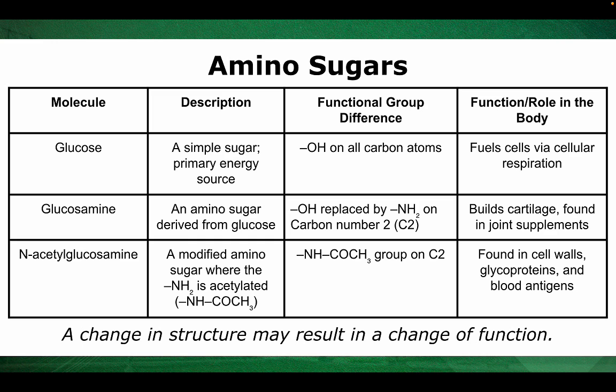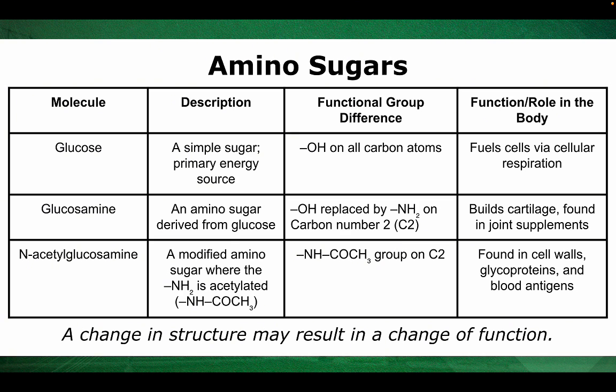N-acetylglucosamine is a further form. It's the building block in chitin, which insects and crustaceans use for shells. It is also used in glycoproteins that help cells recognize each other. So even though these all start from glucose, small chemical changes make them specialized for different roles in the body. So take note, a simple change in structure can lead to a big change in function. And that's a key theme in biochemistry.